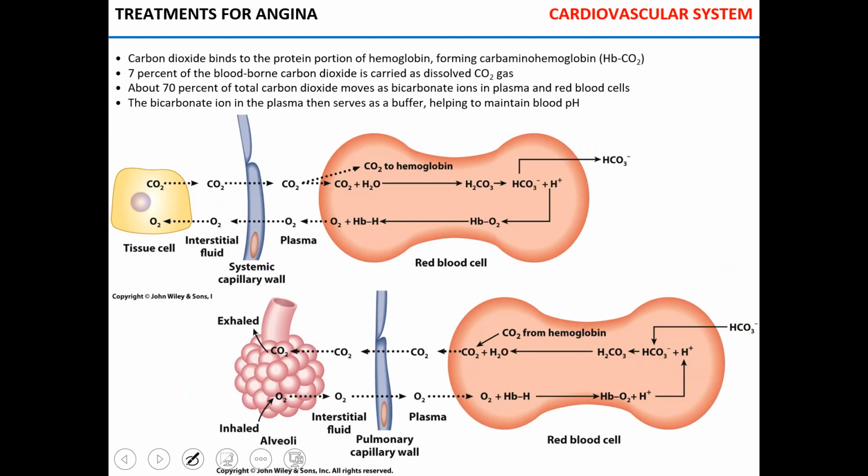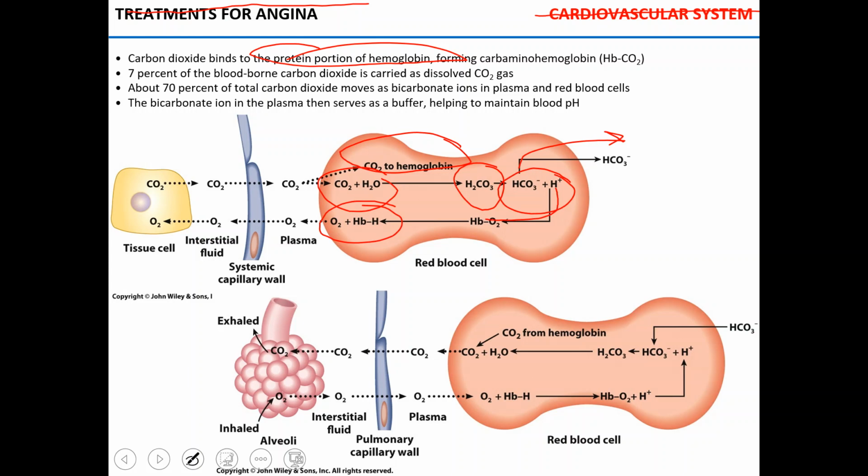Now, how is carbon dioxide transported in the blood? So there are several ways. One, it can bind to the protein portion of hemoglobin, as we discussed, called carbaminohemoglobin. Second, carbon dioxide can interact with water, form carbonic acid, which then dissociates into bicarbonate and hydrogen ion. Bicarbonate diffuses into the blood, and hydrogen ion binds to the hemoglobin molecule inside of the red blood cell.